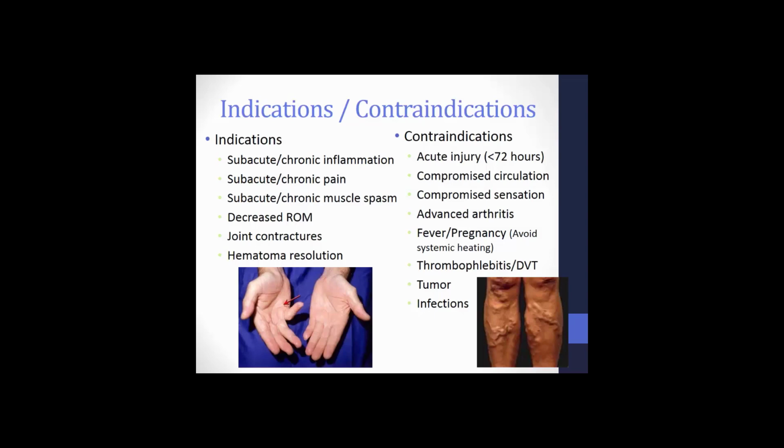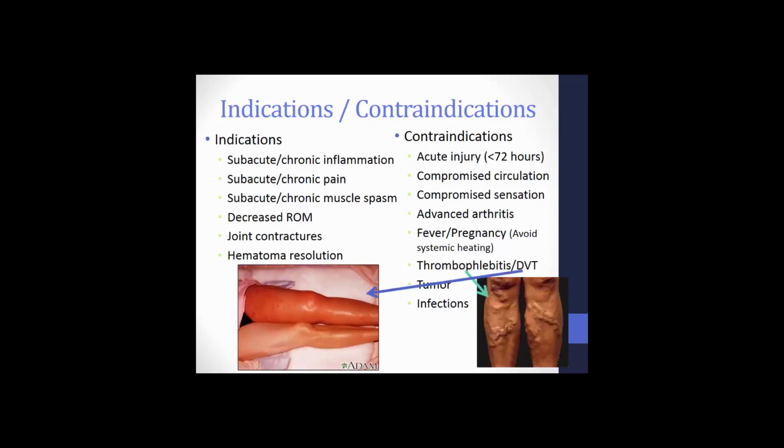The contraindications or why we wouldn't use a treatment for thermotherapy include acute injury that's less than 72 hours old, compromised circulation, compromised sensation, advanced arthritis, fever and pregnancy. We want to avoid systemic heating, thrombophlebitis, which is pictured below on the right, and DVT, which is pictured below on the left, tumors and infections. There is a table for the indications and contraindications listed within Table 5-7 on page 127 in the Starkey text.